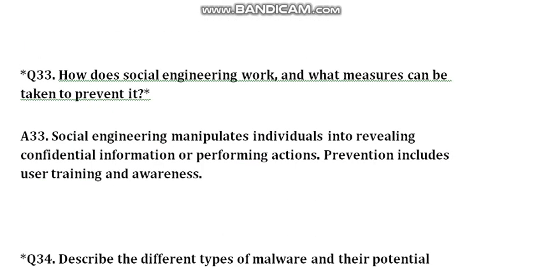How does social engineering work and what measures can be taken to prevent it? Social engineering manipulates individuals into revealing confidential information or performing actions. Prevention includes user training and awareness.